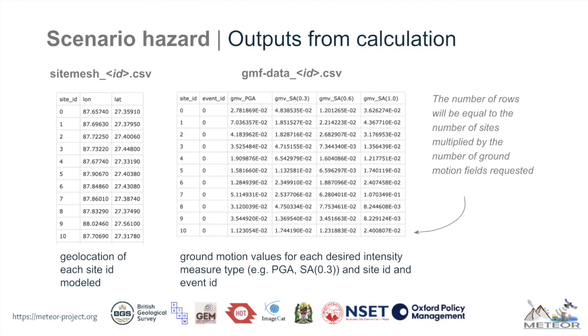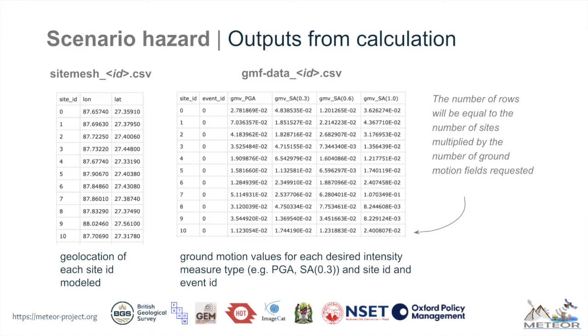Within the ground motion field data file, we'll have the site IDs, which are the same as the site IDs shown here, the event IDs, and then the ground motion values, or GMVs, for each of the desired intensity measures. In this case, we are looking at 4 different intensity measures: the peak ground acceleration, or PGA, the spectral acceleration at 0.3 seconds, spectral acceleration at 0.6 seconds, and the spectral acceleration at 1 second.